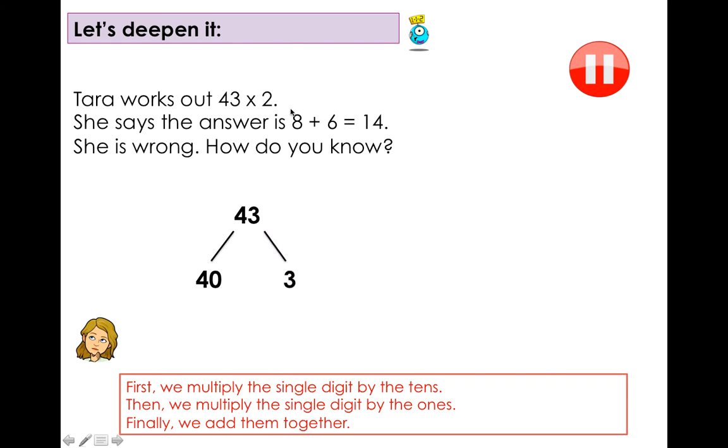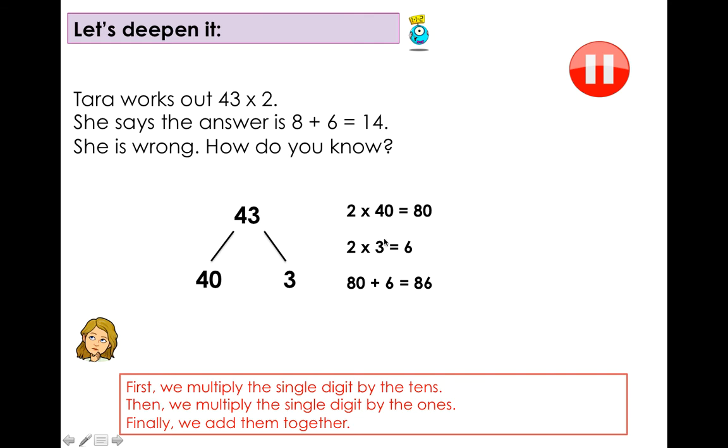Okay, then I know that I multiply the single digit by the tens. So I do 2 times 40, which is 80. So I do 2 times 4 to get 8, then times my answer by 10, because I know that 40 is 10 times bigger than 4. Okay, are you beginning to spot what she may have done wrong here? Then we do the single digit 2 by the ones 3 to get 6. Okay, and then we add the two amounts together. So 80 add 6 is 86.